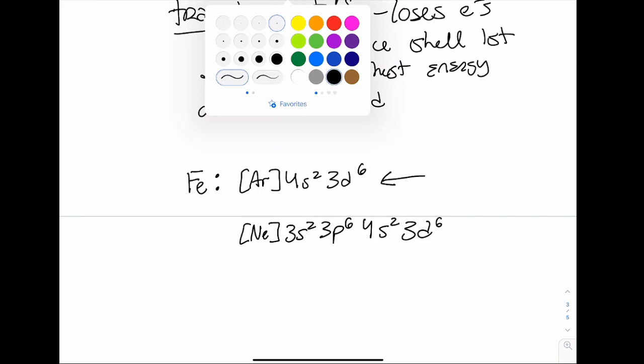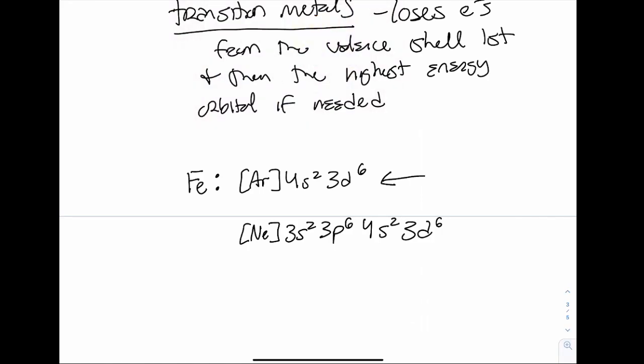Okay, so for these ones, the part that you need to notice is that my highest energy orbital, remember when we're writing these, energy is increasing in this direction, right? Energy is increasing left to right when we write our electron configurations. So my highest energy orbital right here is going to be a 3d orbital, right? It's the one that's furthest. However, my valence shell is shell 4.